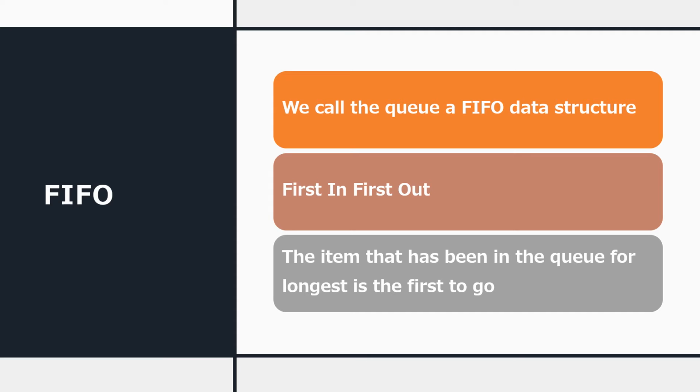We call the queue a FIFO data structure. That stands for first in, first out. The item that has been in the queue for longest is the first one to go. So the first person to join a queue is the first person who is served when the canteen opens. And a queue inside the computer works in the same way. Whatever data has been waiting for longest in the queue will be the first one to be output from the queue.